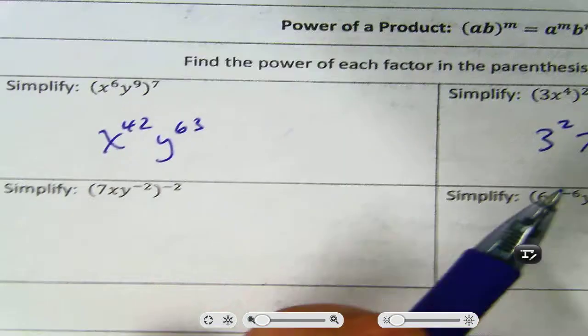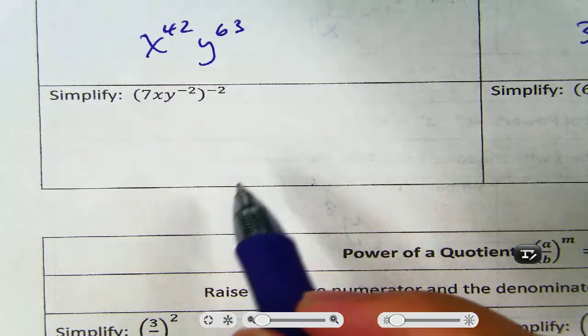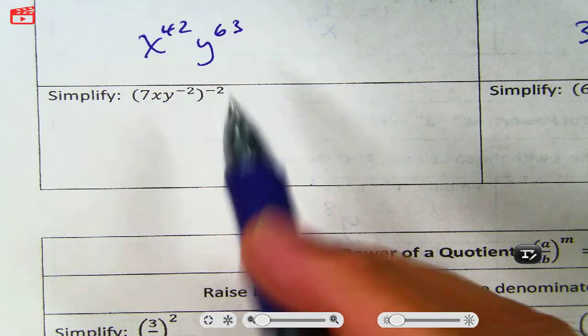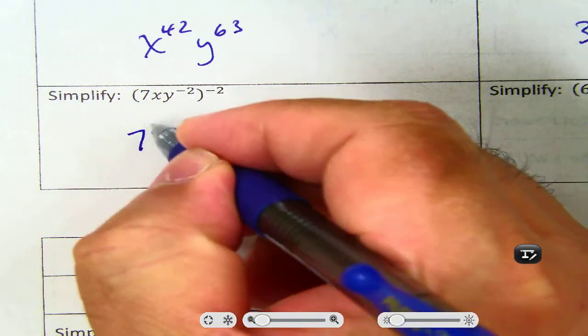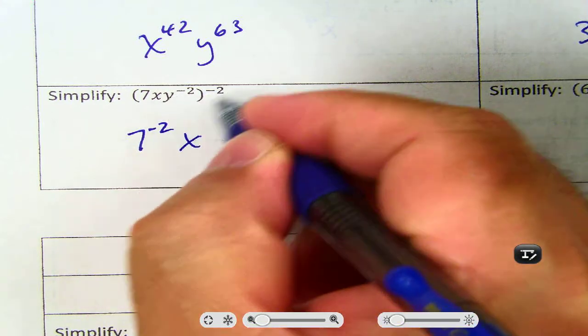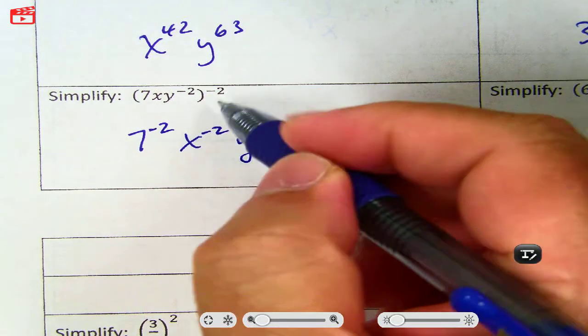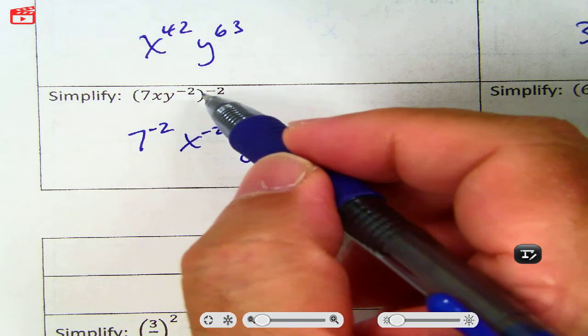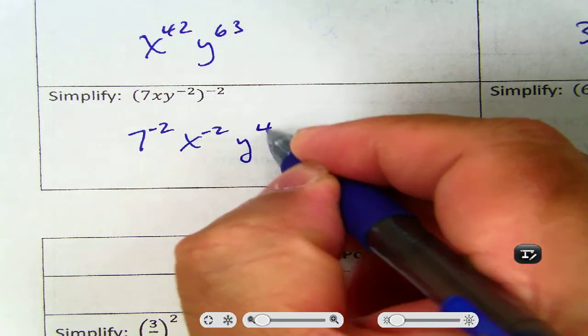All right, here we go. We're going to apply this outside exponent of negative 2. We're going to distribute it to each part, so it's 7 to the negative 2. So that's going to be x to the negative 2 and y, but this time there's an exponent on y, so it's negative 2 times negative 2 is positive 4.